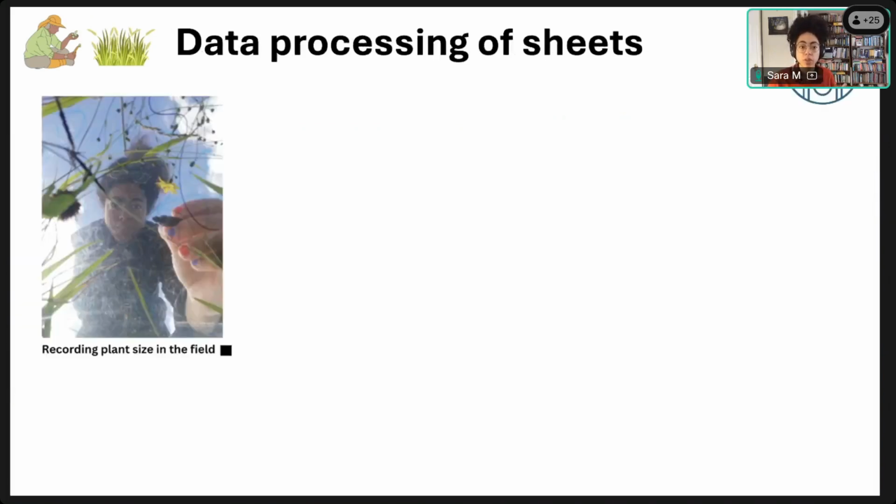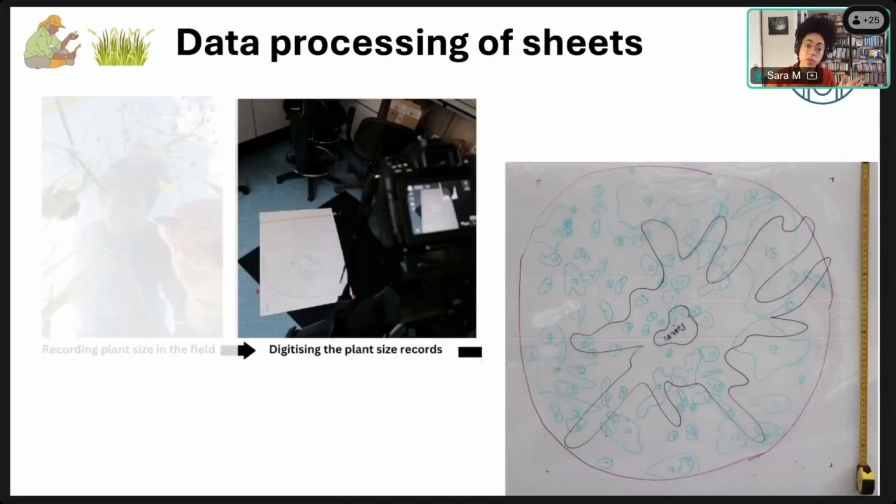In terms of processing the sheets, that was probably the hardest part of the PhD process. So this is me recording out in the field, and then I had to take a picture of them. There's almost 400 sheets over the years, and they're very, very detailed, as you can see here. The black splodge is the Brachypodium sylvaticum, and all the little blue splodges are the neighbouring species, and then the circle is the neighbourhood area.